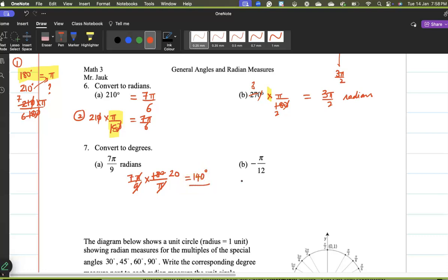Yeah, very cool. So the next one is minus pi upon 12 times 180 upon pi. Correct. And then you cross out the pi. Then 6 2s are 12, 6 3s are 18, 2 15, so 15. Minus, because of the minus at the front. Minus 15 degrees.